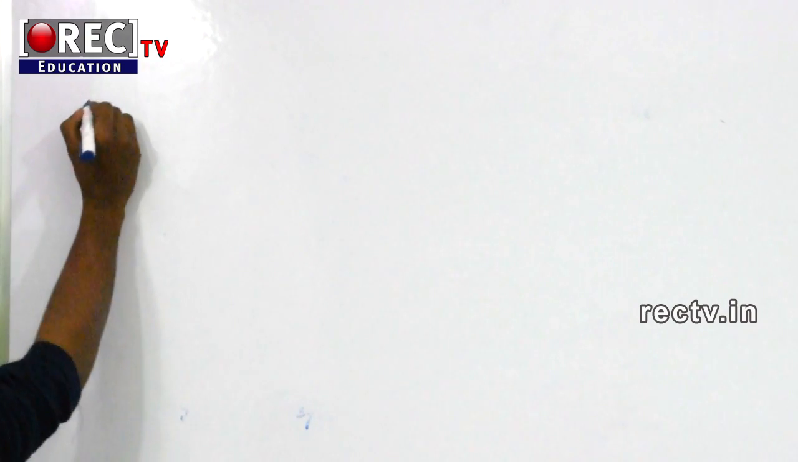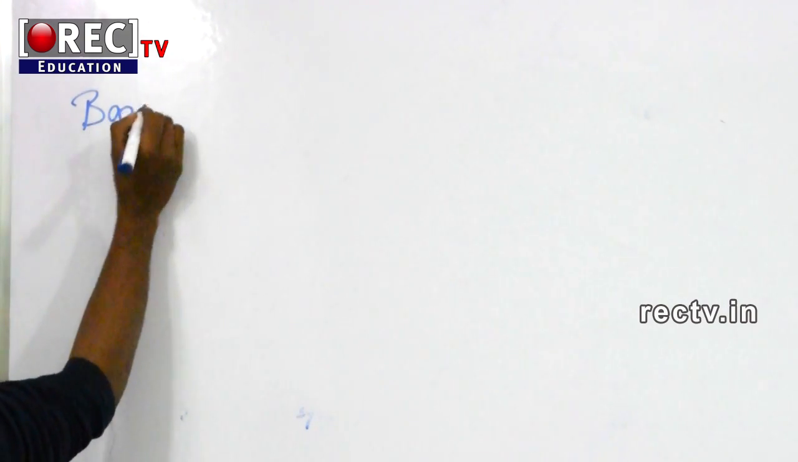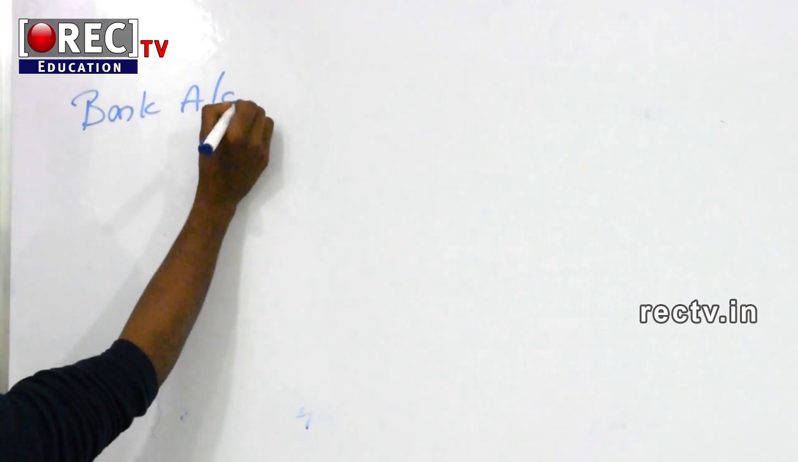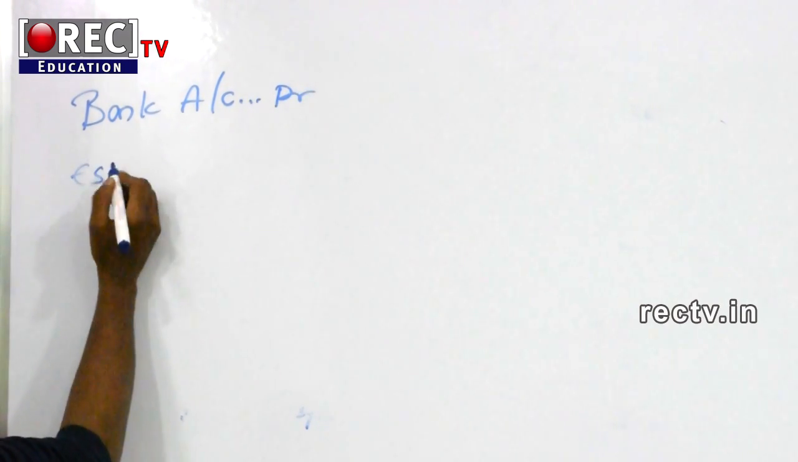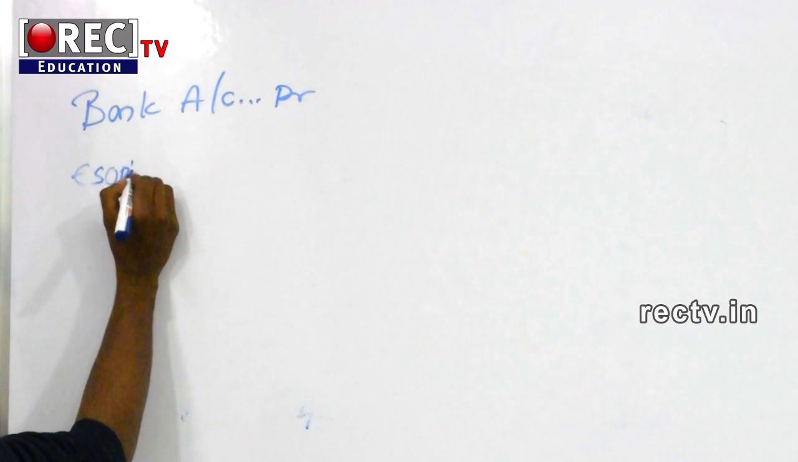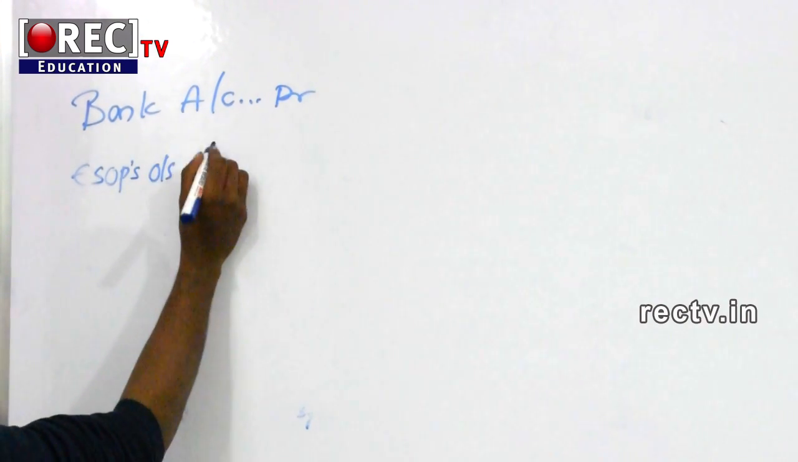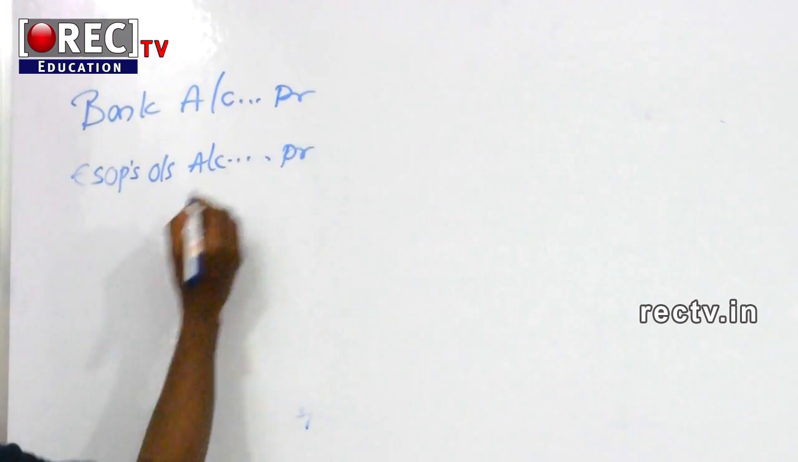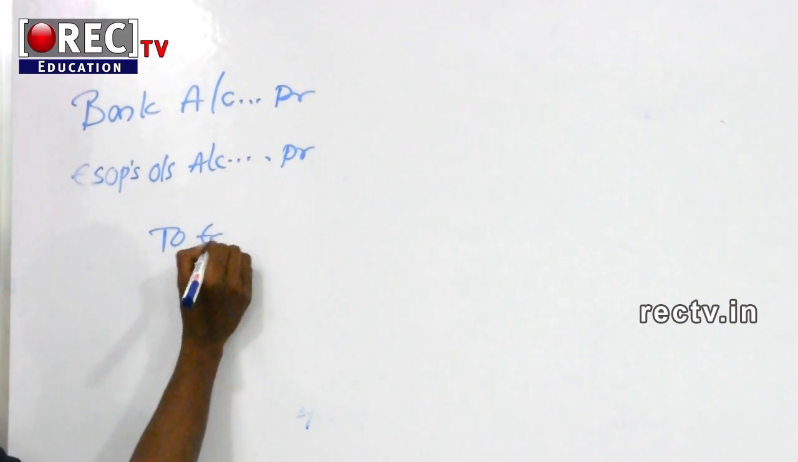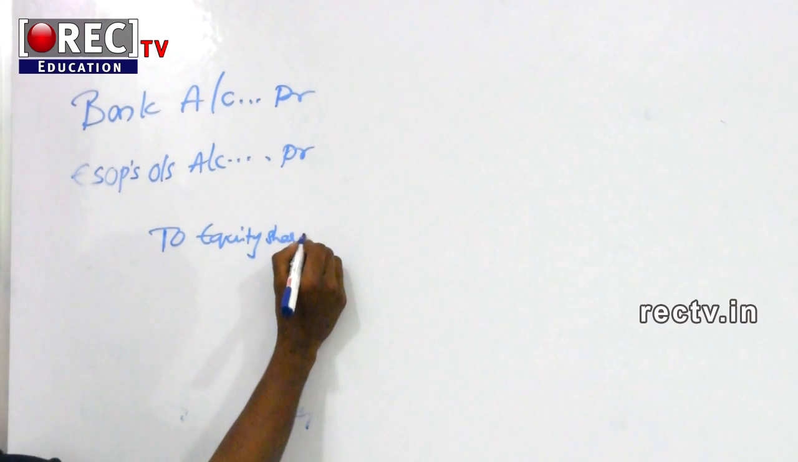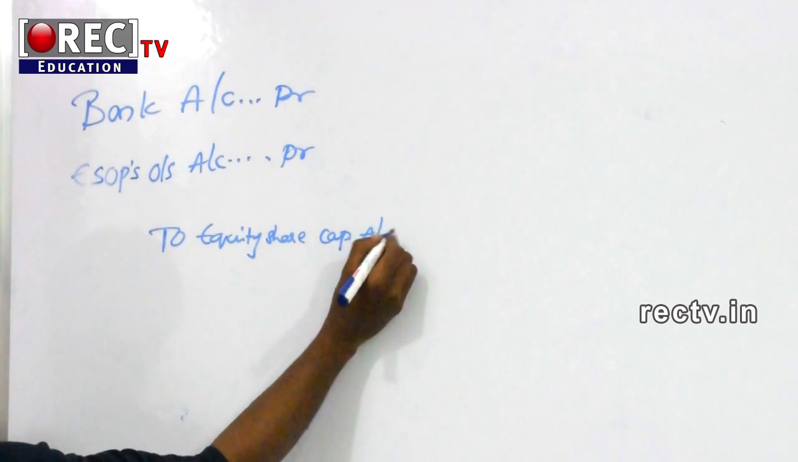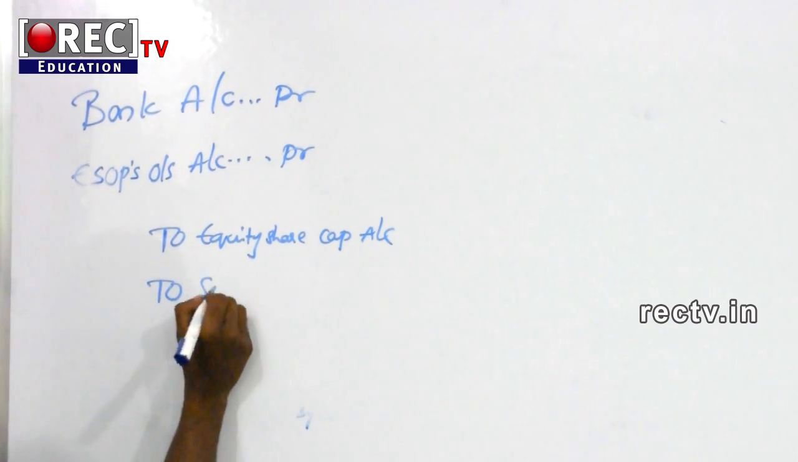So the last entry, to tally our balance sheet, will be: bank account debit, ESOPs outstanding account debit, to equity share capital account, to securities premium account.